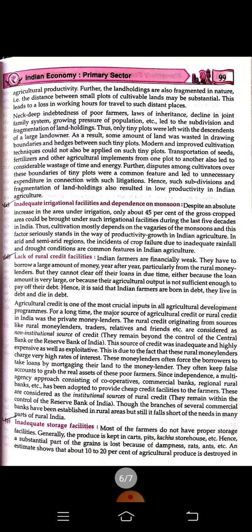Next, inadequate irrigation facilities and dependency on monsoon. Across India, if we just look around, we will find very few places, like Punjab and Haryana, where they have got the green revolution, they have developed themselves, and the irrigation facility is really sufficient, and they do not depend upon nature only.